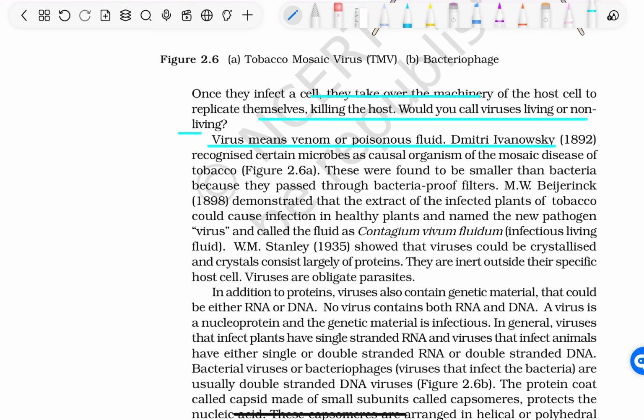Dmitri Ivanovsky in 1892 recognized a certain microbe as the causal organism of mosaic disease of tobacco. These were found to be smaller than bacteria because they passed through bacteria-proof filters. M.W. Beijerinck in 1898 demonstrated that the extract of infected tobacco plants could cause infection in healthy plants, and named the new pathogen virus and called the fluid Contagium vivum fluidum, infectious living fluid. W.M. Stanley in 1935 showed that viruses could be crystallized and the crystals consist largely of proteins. They are inert outside their specific host cell.